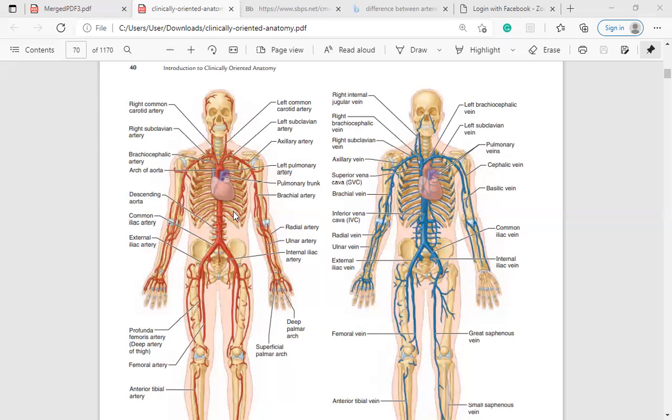Good. Now let's come down. Then we said that this aorta will also form what is called the descending aorta. So this is what you find here. This is the descending aorta, this one.